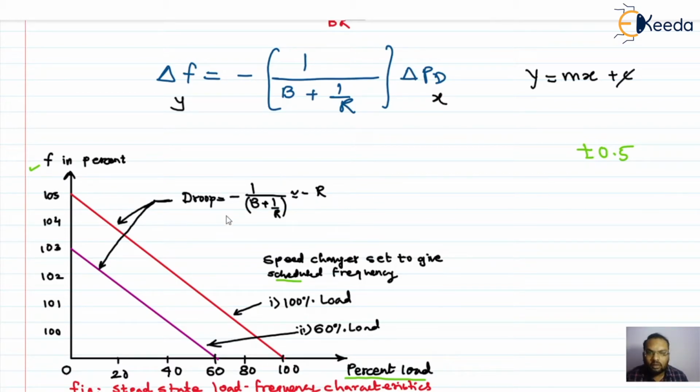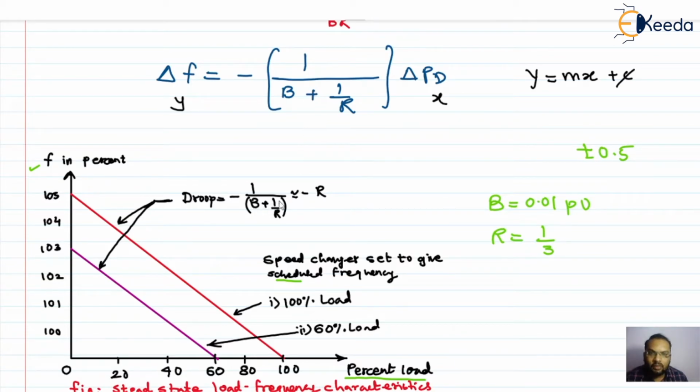Practically, the constant B in the power system has a very negligible value. Typically, for a particular system, we get this value of B as 0.01 per unit megawatt for unit change in frequency, whereas the value of R for a typical power system is 1 by 3. So if we consider these values, as R is very large as compared to B, we can neglect the B.